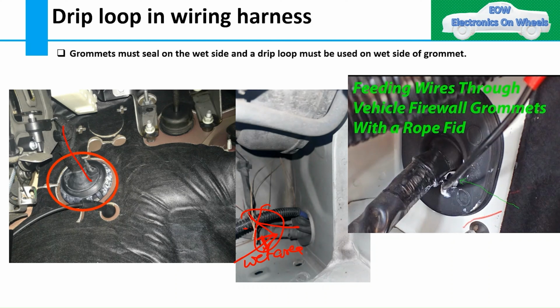Suppose here you see the harness routing is somewhat like this. If water comes here, then it will go in that direction, away from the connection or away from this particular area. But suppose your routing is like this, let me erase this. If your routing is like this, then what will happen? Water will come from here, suppose from this wire, and it will always go inside this area. So you have to take care of this thing. This is also one example. You have to make sure the drip loop is used on the wet side of the grommet.